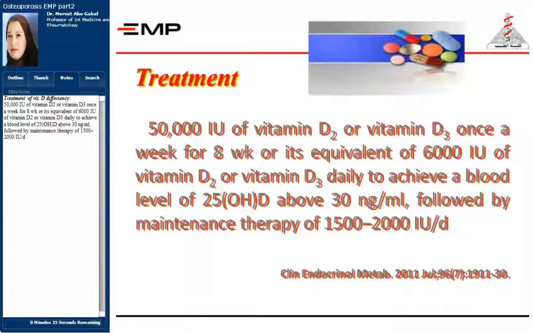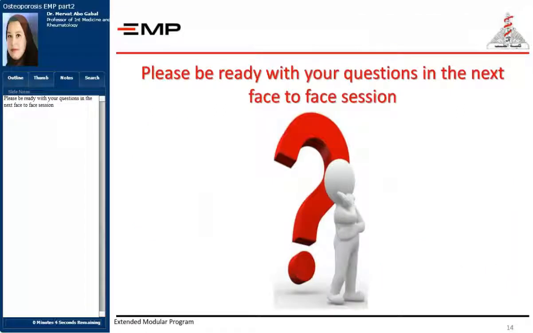Treatment of vitamin D deficiency is by giving the patient 50,000 international units of vitamin D2 or D3 once a week for 8 weeks, followed by maintenance therapy of oral intake of vitamin D of 1,500 to 2,000 international units per day. Please be ready with your questions in the next face-to-face session.